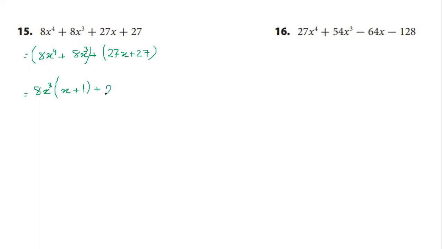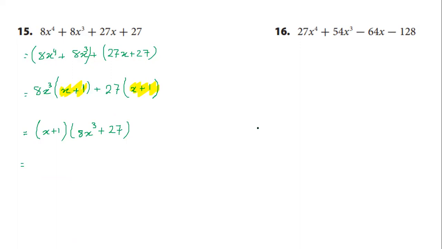Yes, 27 for the common factor, and then we have x plus 1. As you notice, there is a common factor, x plus 1 and x plus 1 again. Maybe the last step: we write x plus 1, and then open brackets, we write 8x cubed plus 27. Then the next step is to factorize 8x cubed plus 27 as the sum of two cubes.